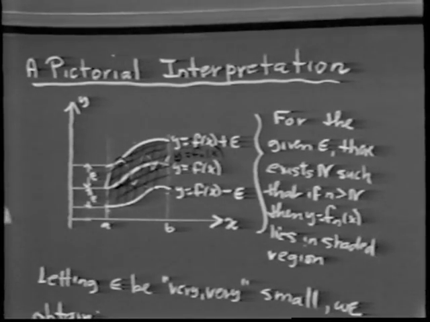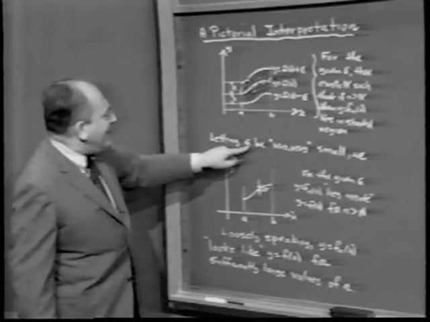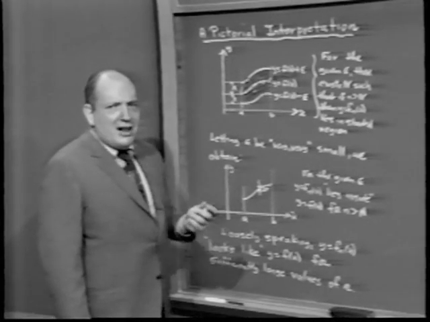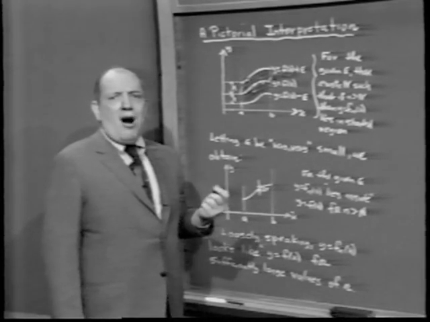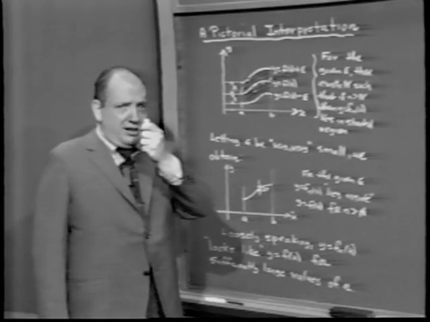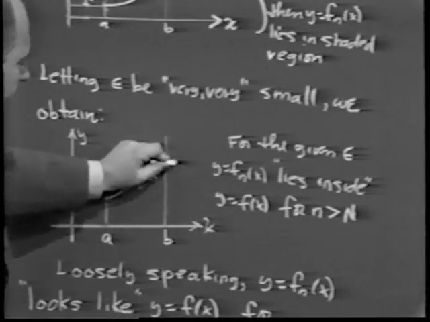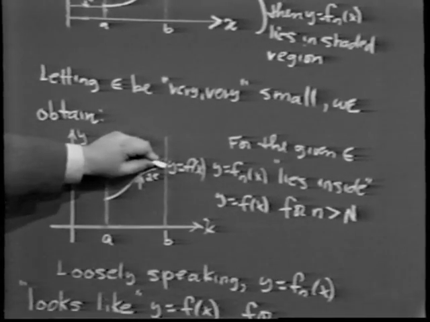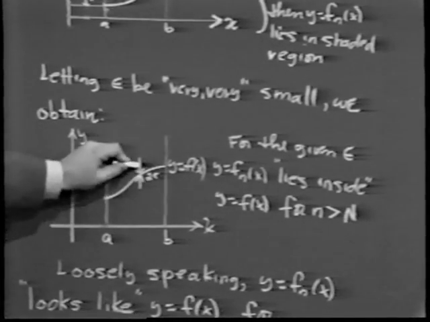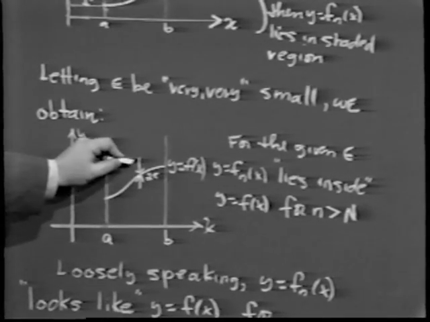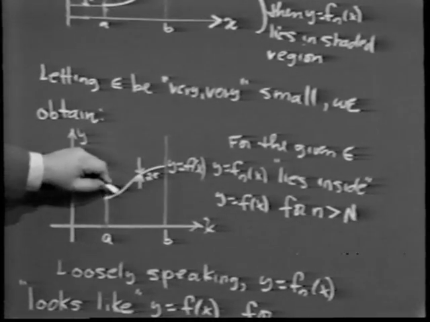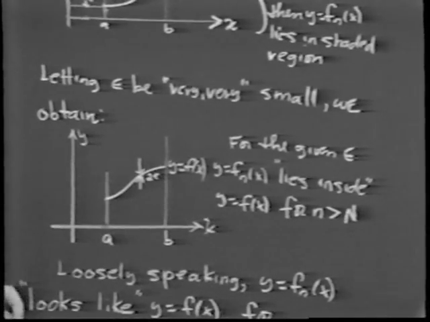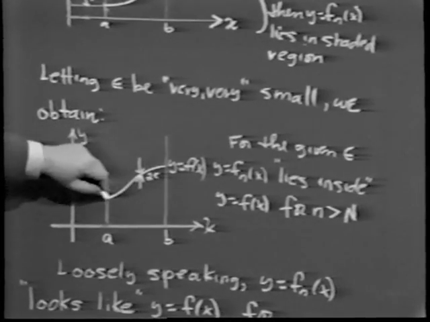Now, of course, the question is, what does this all mean? And the answer is, let's take epsilon to be, and I put this in quotation marks, very, very small. Let's pick epsilon, for example, to be so small that it's within the thickness of our chalk. If I now do this, I draw the curve y equals f of x. Notice now that the thickness of my curve itself is the bandwidth 2 epsilon. All I'm saying is that for this very, very small epsilon, when n is sufficiently large, the curve y equals f sub n of x appears to lie inside of this curve.